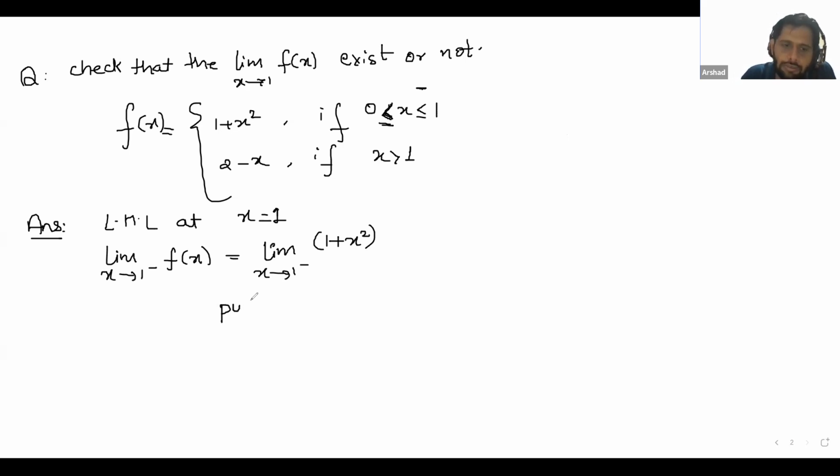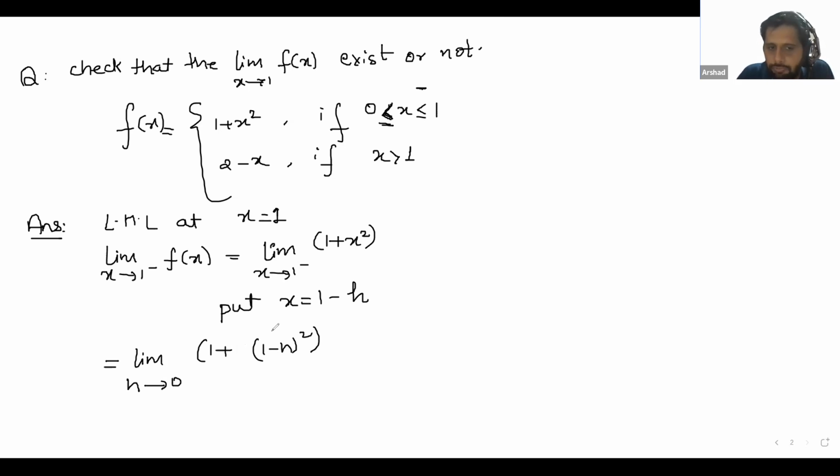Now always use this concept: put x equal to 1 minus h. For the LHL, the left-hand limit, always put x equal to 1 minus h. So you will get the limit, in place of x, put 1 minus h whole square. And always write limit h tends to 0. Now put h tends to 0, so you will get 1 plus (1 minus 0) whole square, which is 1 plus 1, equal to 2. So this is the LHL.